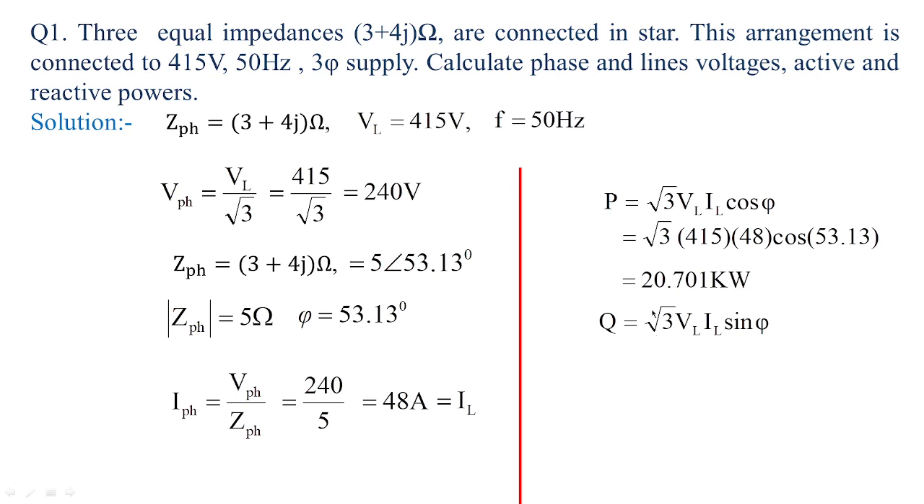The reactive power is given by root 3 VL IL sin phi. Substituting the value of voltage, current, and sine of the phase angle 53.13 will give you the value as 27.601 kilovolt ampere. So this is the active power and reactive power for the given problem.